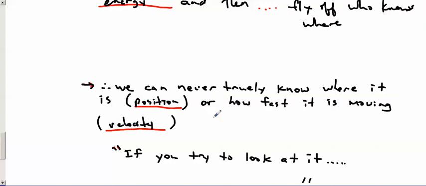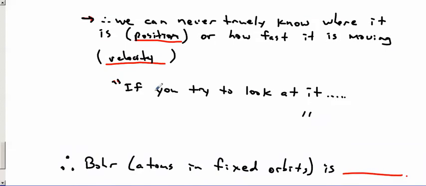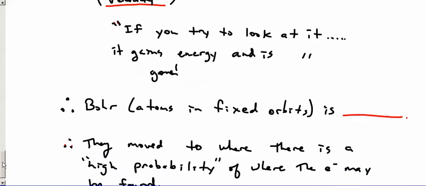You can't know these things with absolute certainty because it's so small, because as soon as you try to observe it, so if you try to look at it, it gains energy and is gone. Okay? You just can't. The act of observing affects the system too much.